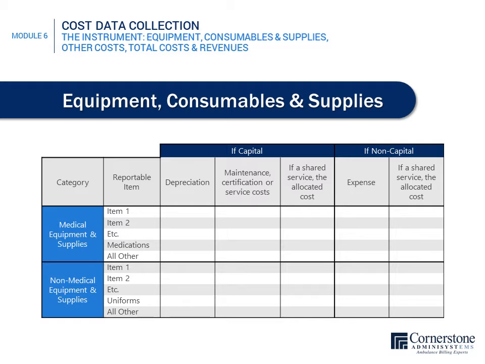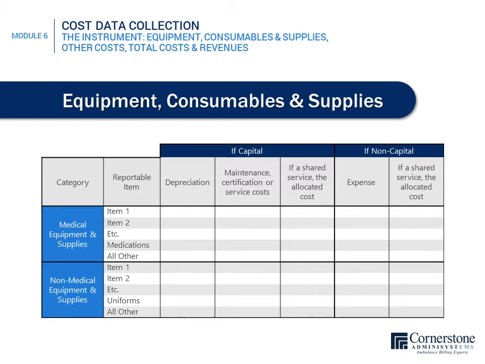At the very top here, you see the dark blue bar, if it's a capital expenditure, and then if it's a non-capital expenditure. So those are the overarching categories here. And then on the far left, you see medical equipment and supplies and non-medical equipment and supplies. And as we move across to the right, we see that there are reportable items within either one of those.